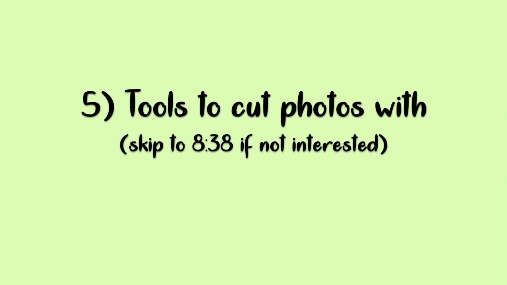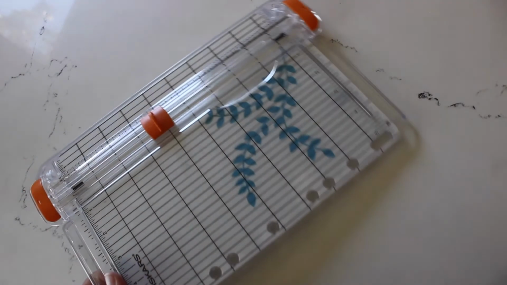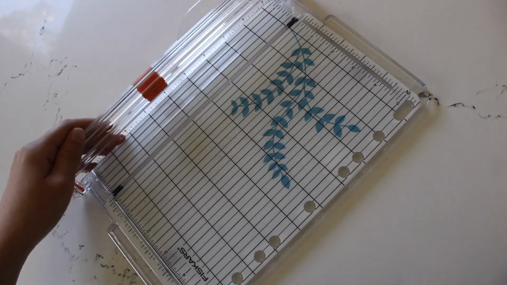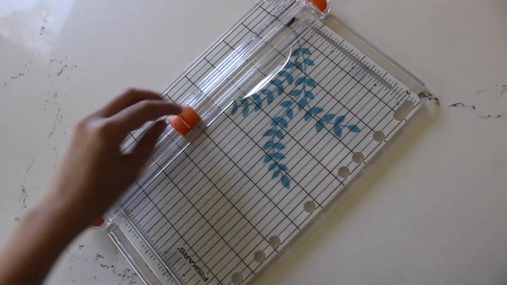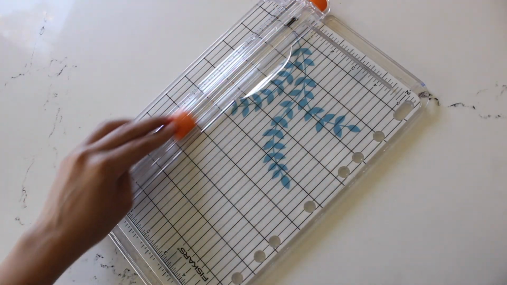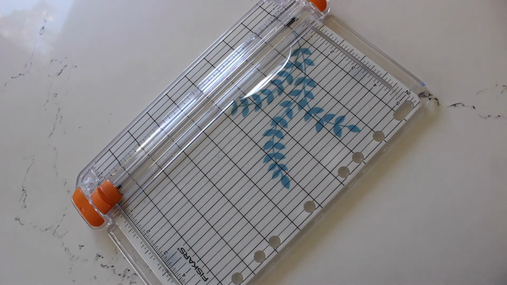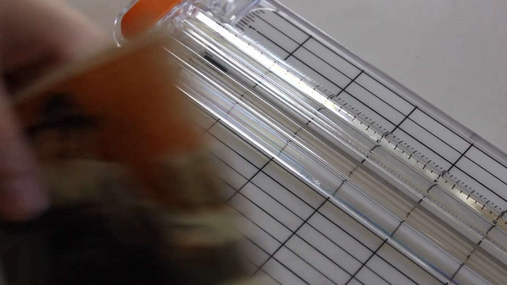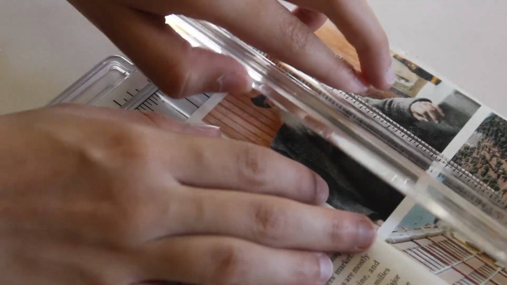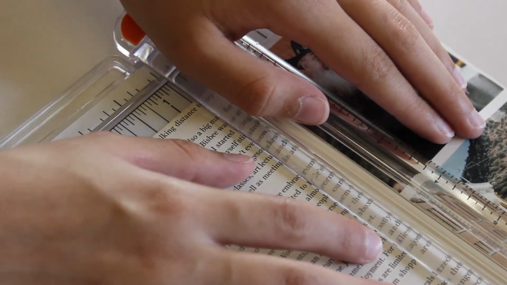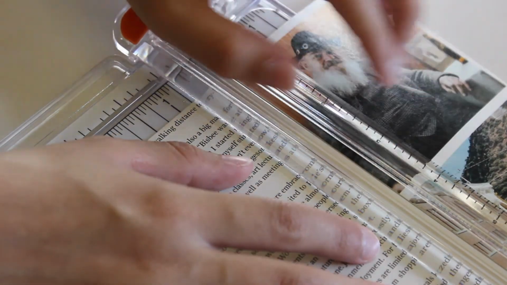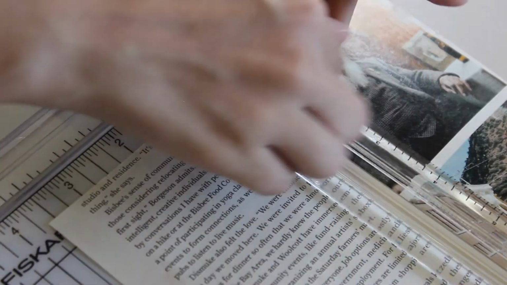And I'm also going to talk about tools to cut photos with, and if you're not interested in here, then just skip ahead to the shown timestamp. I use this really useful Fiskars little paper cutter thing. I'll link it down in the description, but basically it's a little paper cutter that cuts straight lines and even fits into binders. My hands are very shaky, so using this to cut precise and quick lines is super useful, especially when I have tons of photos to cut, because that takes a really long time.